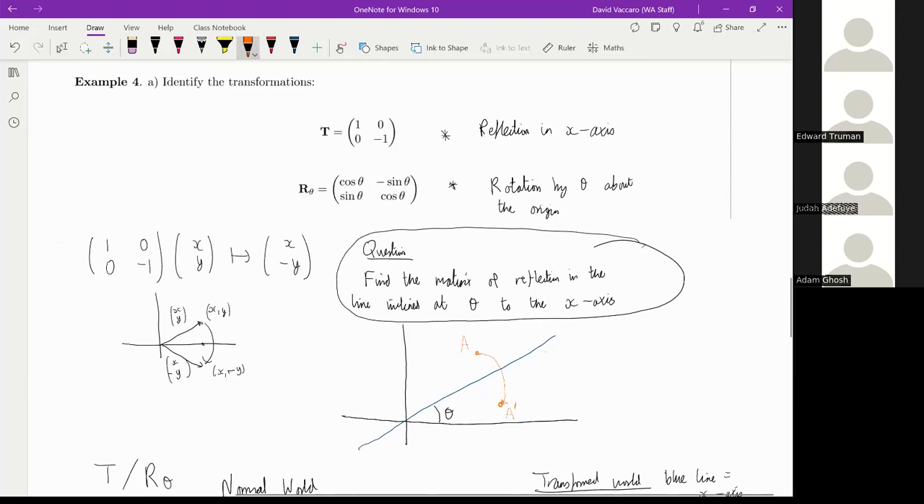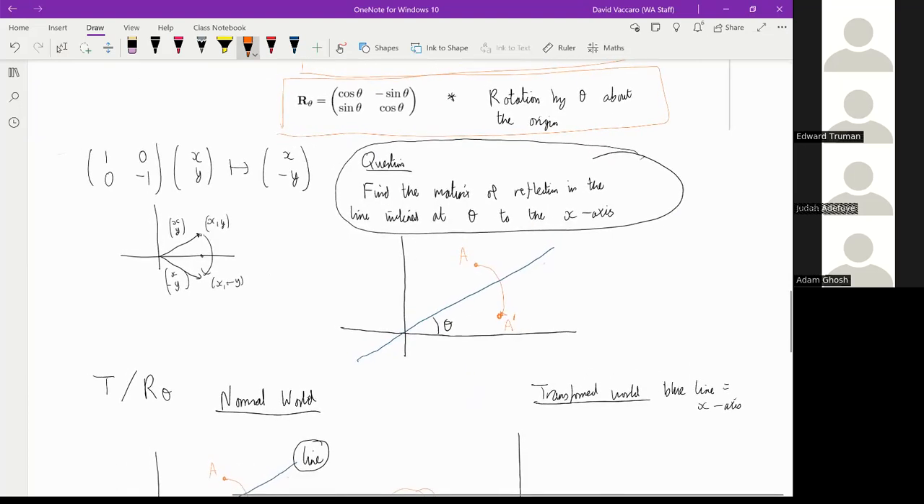I don't mind going over this because this is a really important example, or kind of an example that one will meet similar things again. So we started with a matrix which was reflection in the x-axis, and a matrix which was rotation by theta about the origin. And the question asked me to find the matrix of a reflection in the line that was inclined at an angle theta. So this blue line here. So can I find the matrix that takes this point and then reflects it to the other side of the line?